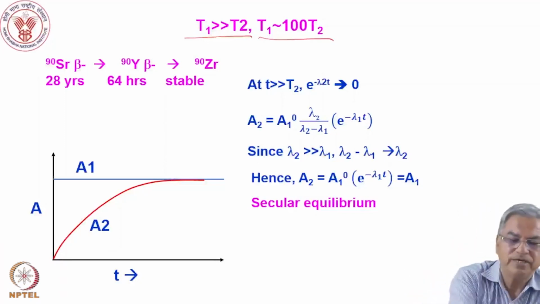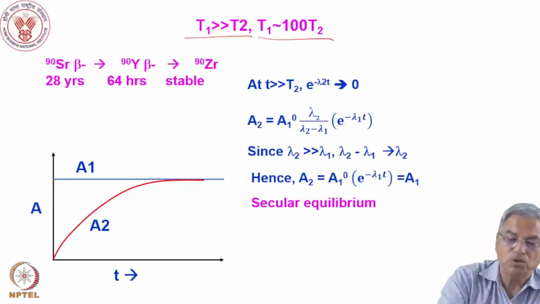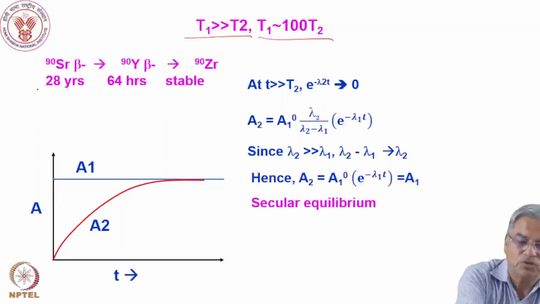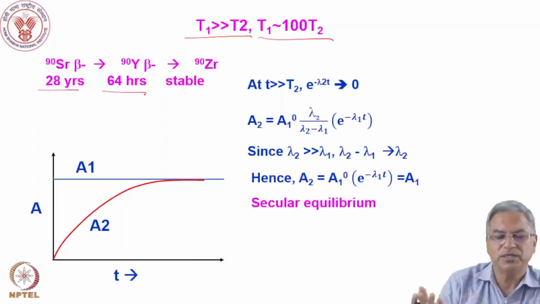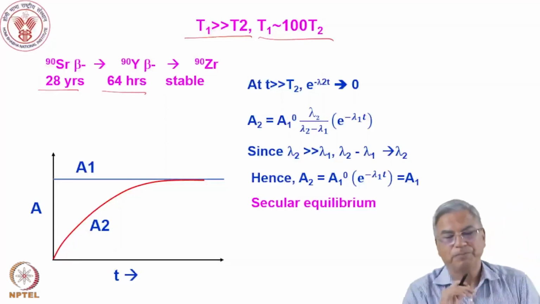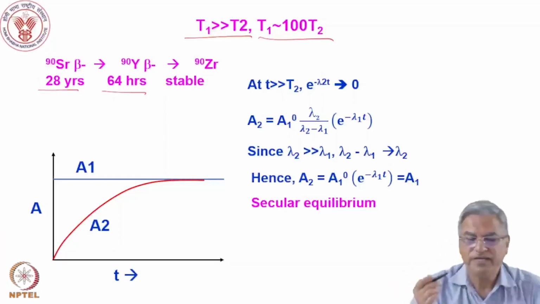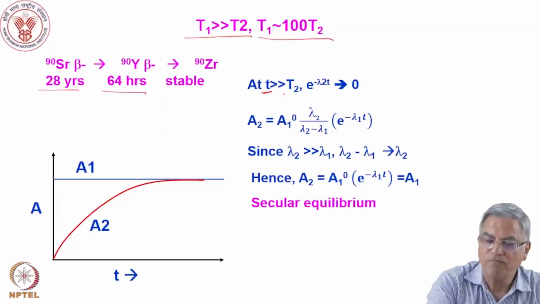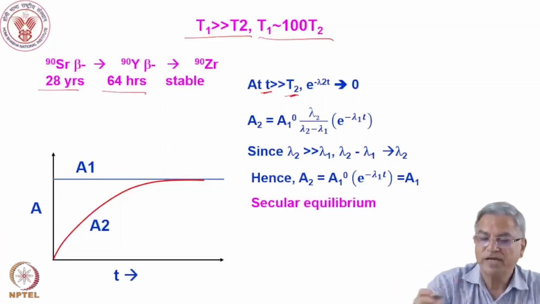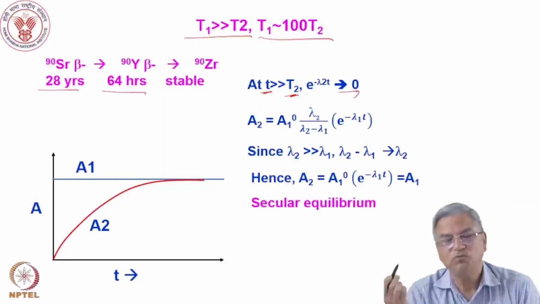One example I have given here: strontium 90 undergoes beta minus decay to yttrium 90, which also undergoes beta minus decay to zirconium 90. The half-lives are 28 years and 64 hours, so typically less than 3 days, 2.64 days, and zirconium 90 is stable. Again use the assumption that at a very large time compared to the half-life of the daughter, the e raised to minus lambda 2 t term becomes 0, because lambda 2 into t becomes a very large positive number, so the exponential of a large negative number becomes 0.